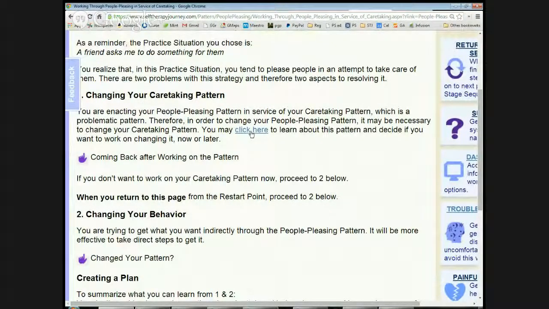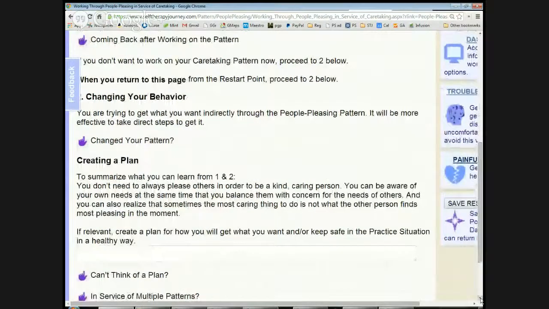but you have the option of going off working on one of those inner critic patterns, or here working on the caretaking pattern. However, self-therapy journey is set up so that if you do that, it saves a restart point, so that when you're finished working with the other pattern, you can go to your dashboard, find the restart point, and it will bring you back here, wherever you left off, and you can continue working on stage 4 of the people-pleasing pattern.